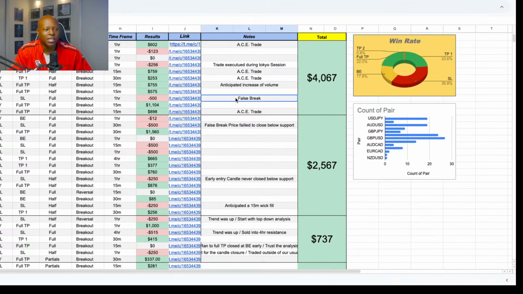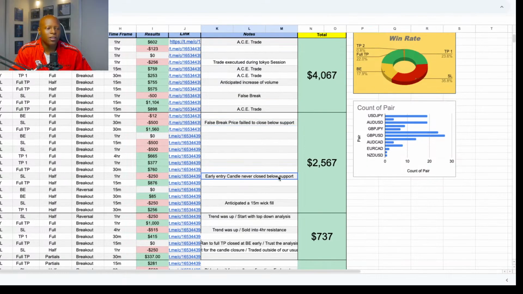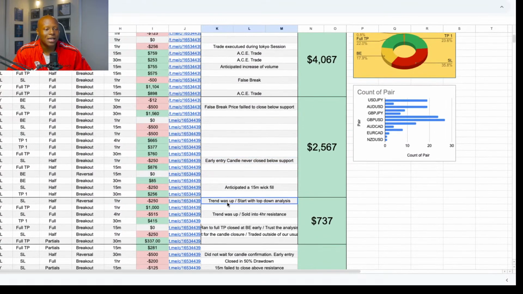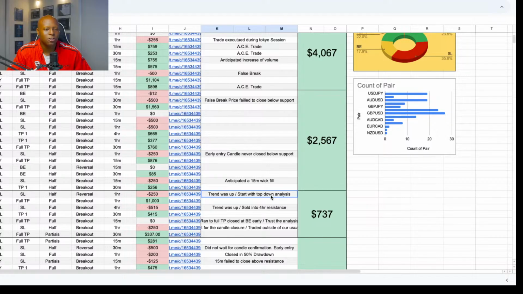But guess what? I was getting in on a lot of false breakouts. Look at this, false breakout. Look at this, early candle, early entry, candle never closed. I wasn't waiting for my top-down analysis. Look at this, trend was up, start with top-down analysis. Trend was up, sold into a 4-hour resistance. We just talked about the 4-hour resistance that we got to shift off of. I was selling right into it. I was just blind. Selling right into it.